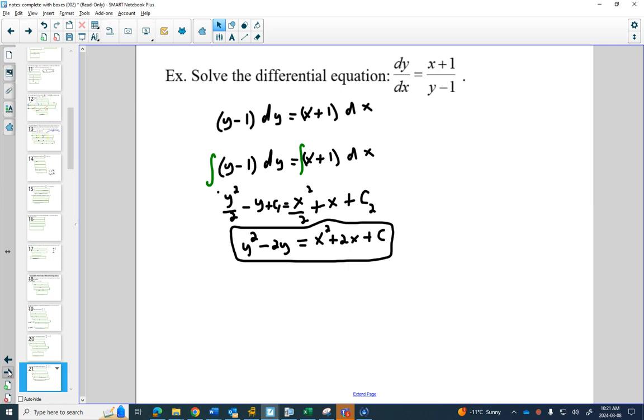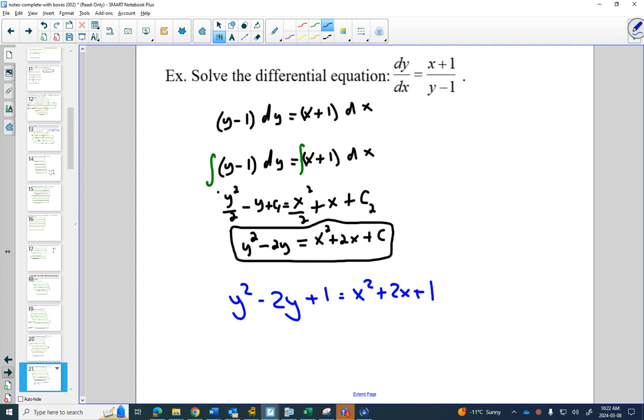Do you want to, for fun, get the explicit one? What would you have to do? You'd have to complete the square, right? You could factor out a y, but then you still have two y's. It's kind of problematic. What I'm going to do is add 1 to this side. If I add 1 to this side, I need to add 1 to this side. Can you see that this nicely factors to y minus 1 squared? Technically, this nicely factors to x plus 1 squared. And then we still have the plus c on this side, right?